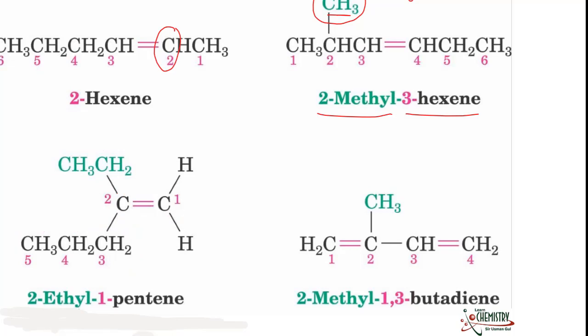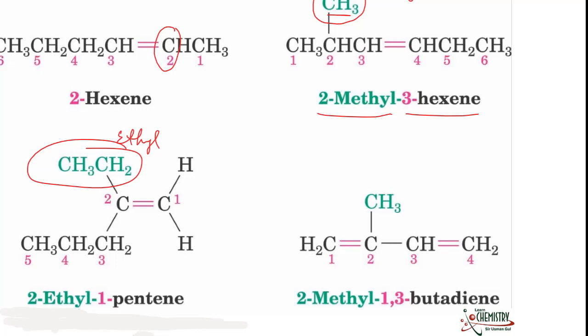Now you can see this is carbon number 1, this is carbon number 2, 3, 4 and 5, and this will be the substituent. According to this, remember these are 2 carbons, so the name of this substituent is ethyl. It is also on carbon number 2, so 2-ethyl, and the double bond is between 1 and 2, so it is 1-pentene. The complete name is 2-ethyl-1-pentene.